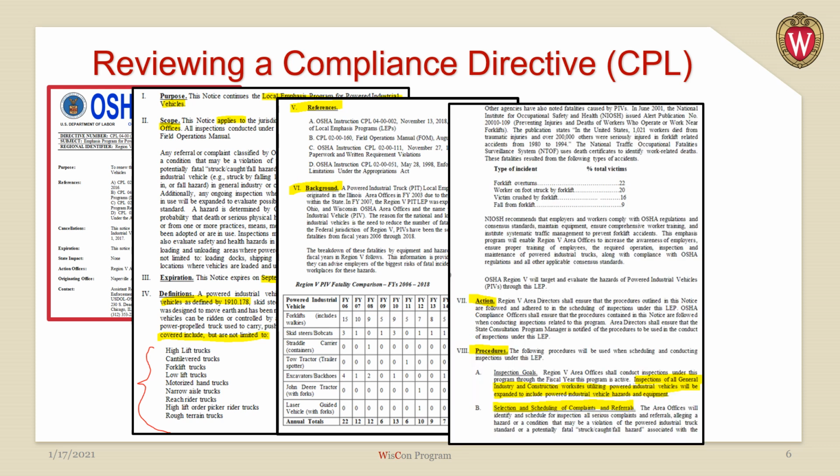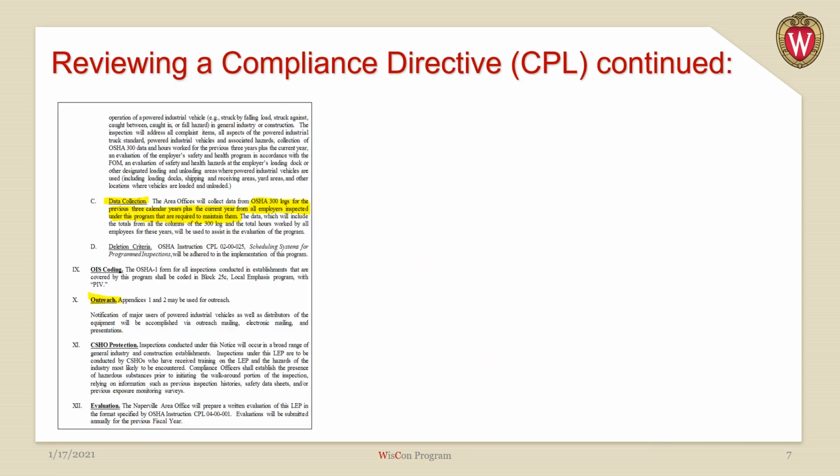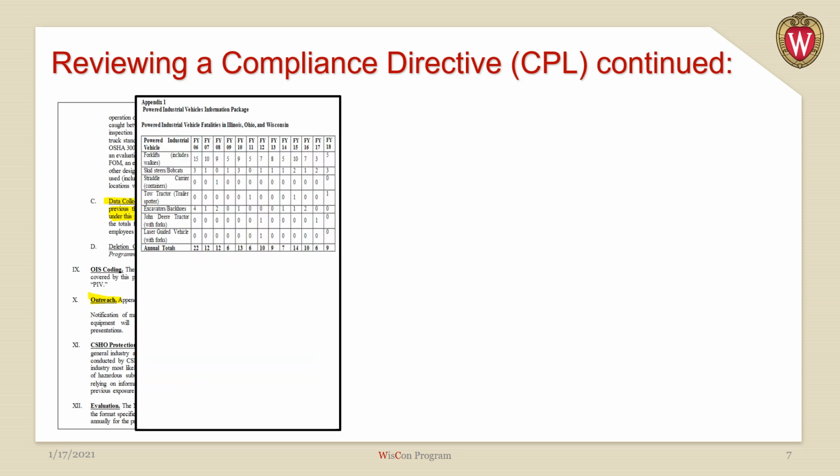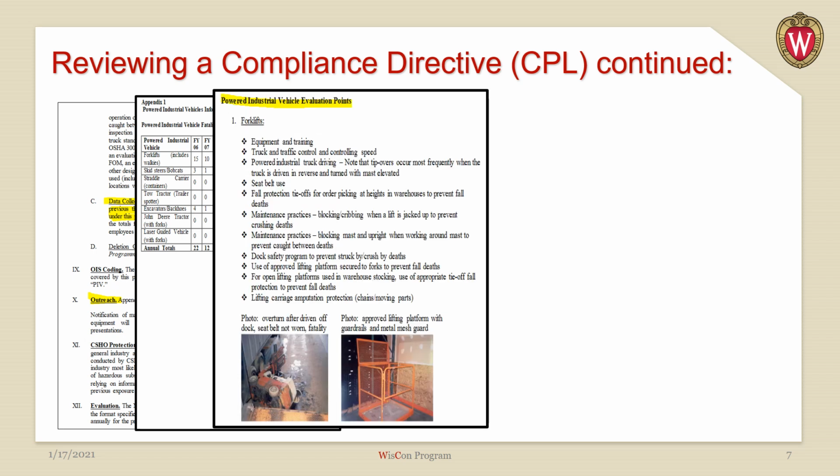It will also have in here actions that the region or area office will take as far as how they're going to conduct the inspections and the procedures that they're going to use in the selection process. It's going to talk about data collection and what OSHA will be looking for. In this one, it will be the OSHA log for the last 3 calendar years if you're required to maintain a log, along with the current year. It will talk about outreach opportunities. It's going to provide information regarding fatalities within that region.